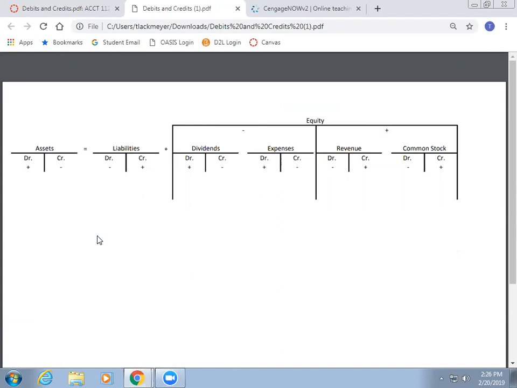So journalizing always starts with analyzing, really is step 1. You analyze the transaction and then you're going to journalize it. So that's actually listing the debit and credit that occurred. So we would say debit to cash and a credit to common stock. Okay, so that's the first step, is using that journal.